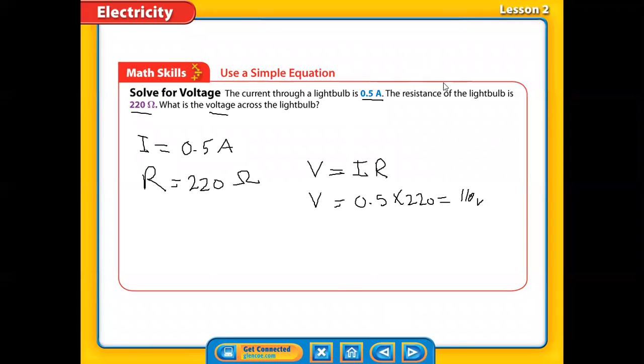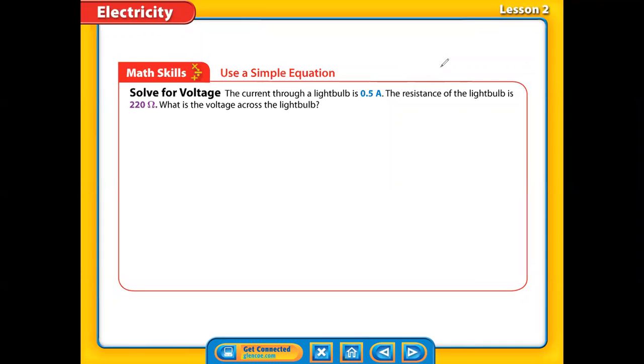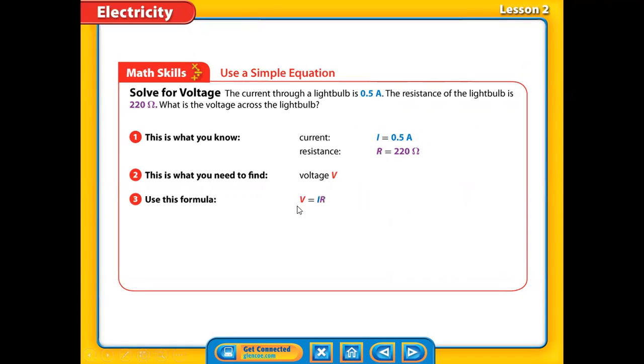Yes. Okay, so let's check our answer here. So the I, as we said, is 0.5 ampere, while the resistance is 220 ohm. So the rule, which is V equals IR, finally ends with 110 volts. Okay, so we are working good.